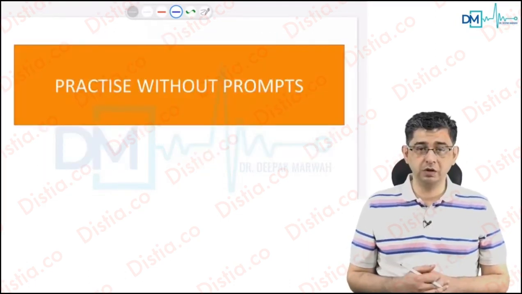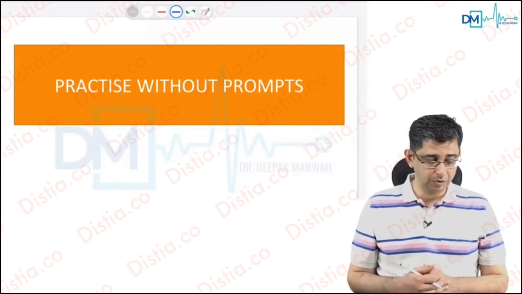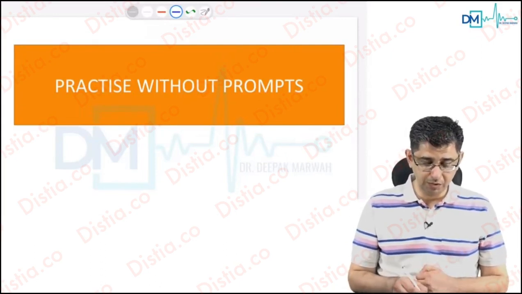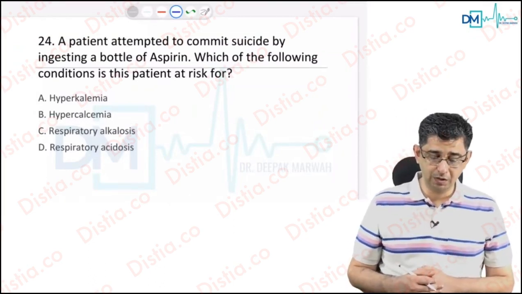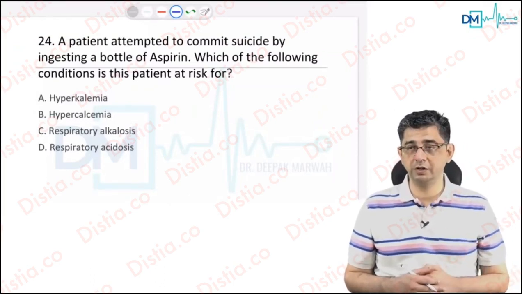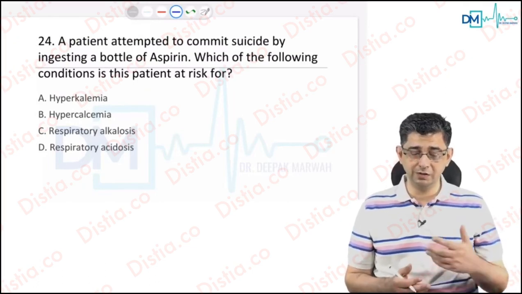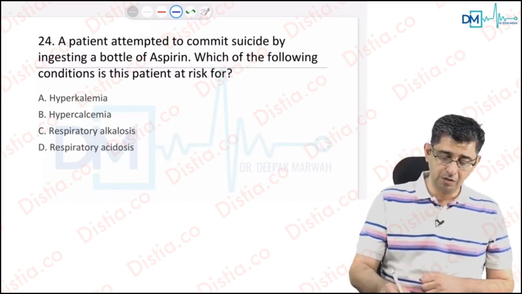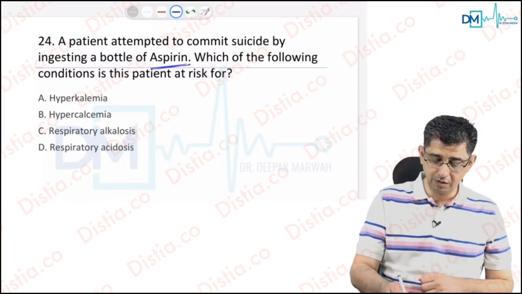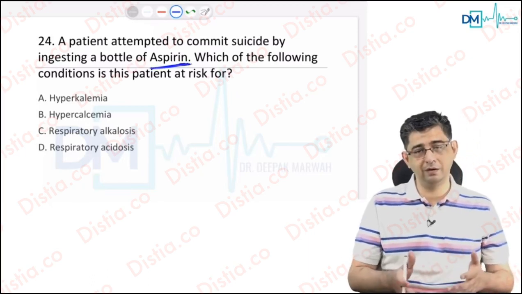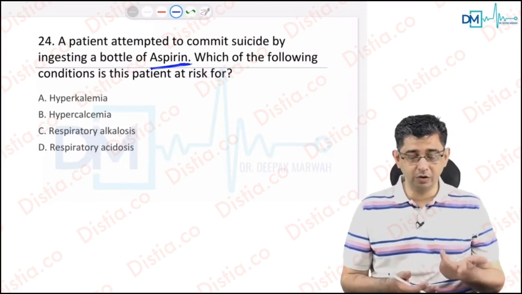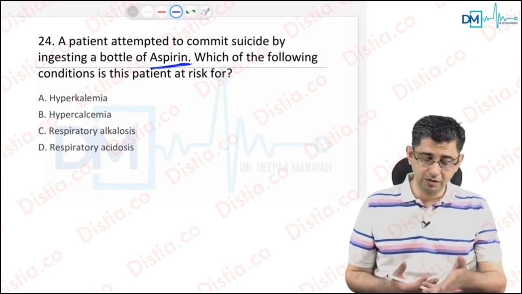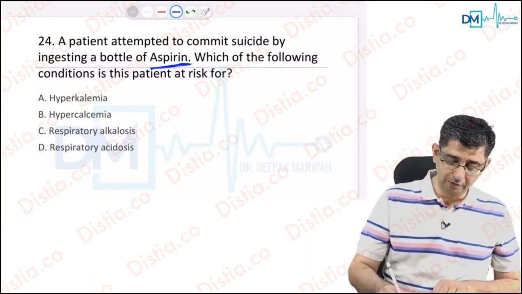In the next question, we'll talk about multiple other ABG scenarios, but this time I'll make you practice without any prompts. I'll not mention in advance whether it's metabolic acidosis or alkalosis; we'll simply evaluate. A patient tried to commit suicide by ingesting a bottle of aspirin. You can see that the question has been created only for the heck of it, because nobody will try to commit suicide with aspirin. Anyway, a crazy chap is trying to commit suicide with aspirin.